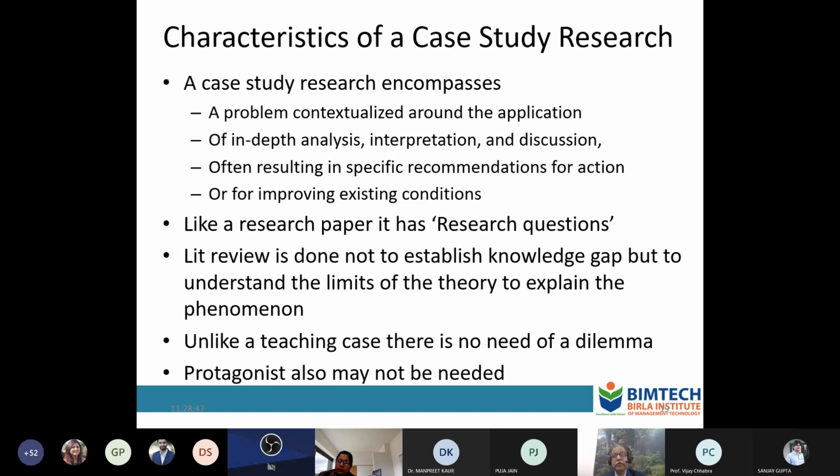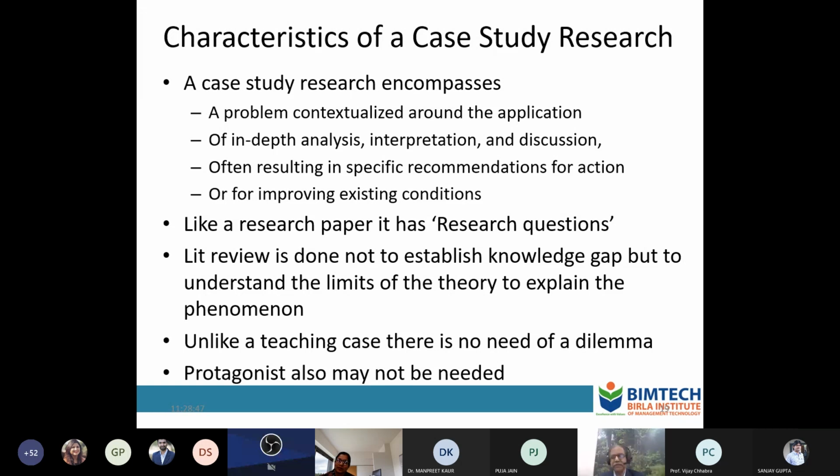So our research question was, what do we do so that cases get cited? Very difficult. We know that cases, because of contextual binding, never get cited. But my question was, what can I do so that cases get cited? So we started studying. I'm not a case expert, actually.